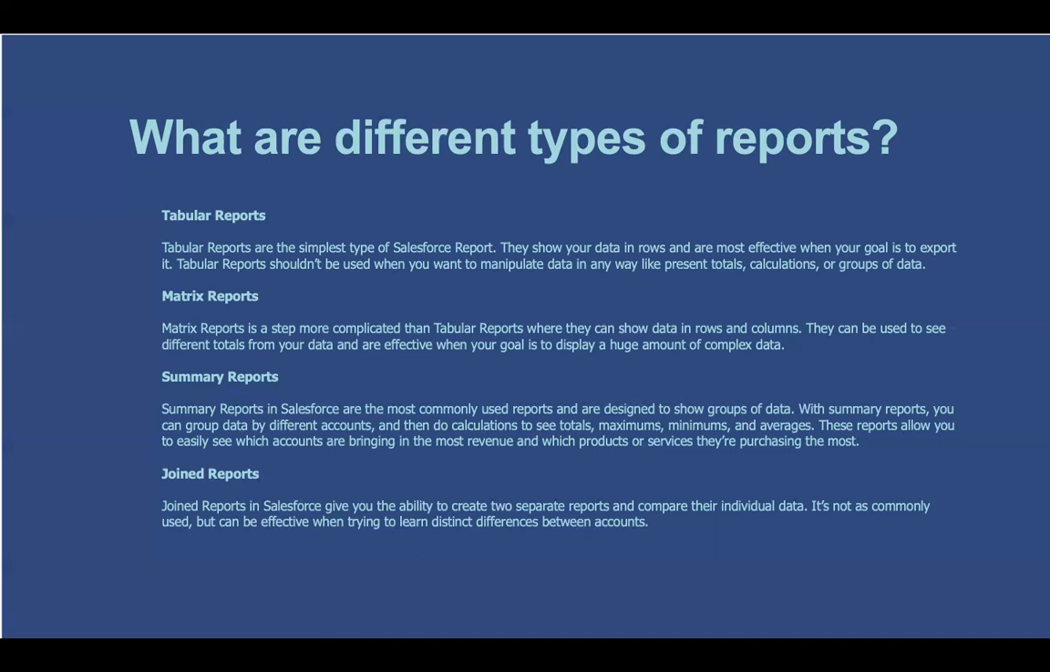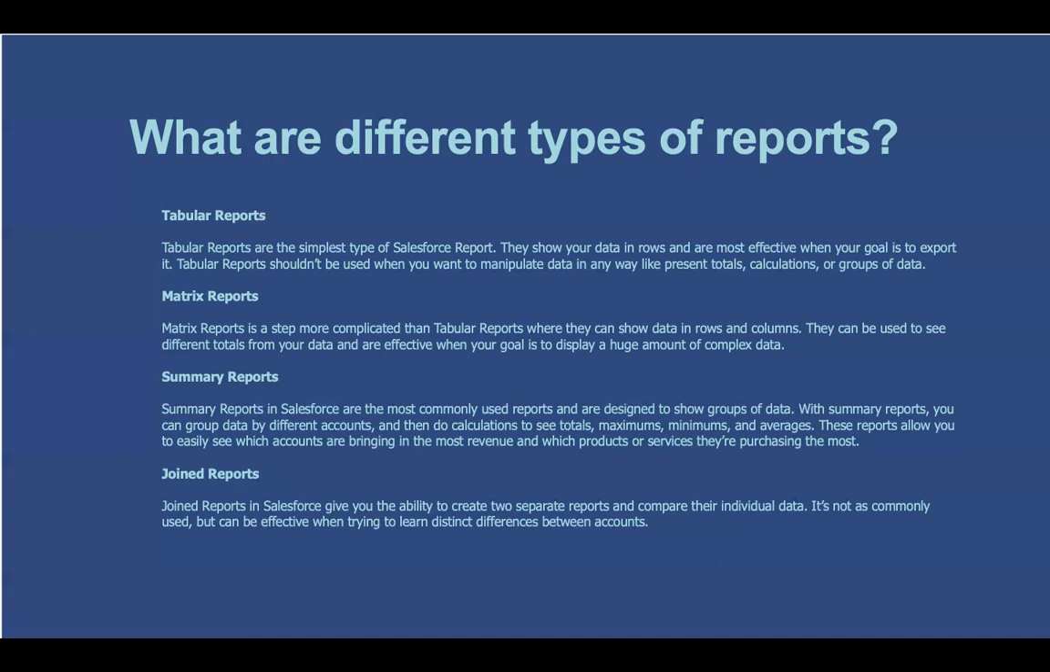The next type of report is the matrix report. A matrix report is a slightly more complicated version of the tabular report, but you can see the different totals of your data set. It is very effective when you have a goal-oriented approach and you also have huge data sets, so you can see some matrices and some sums of your data.